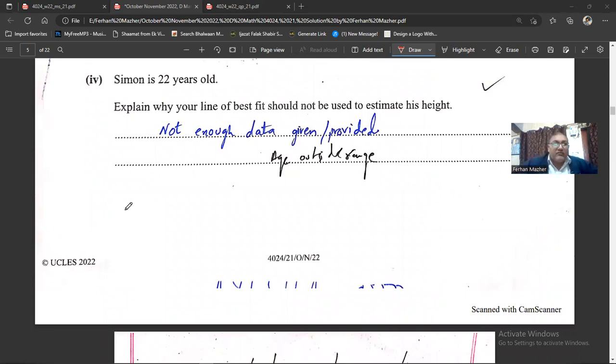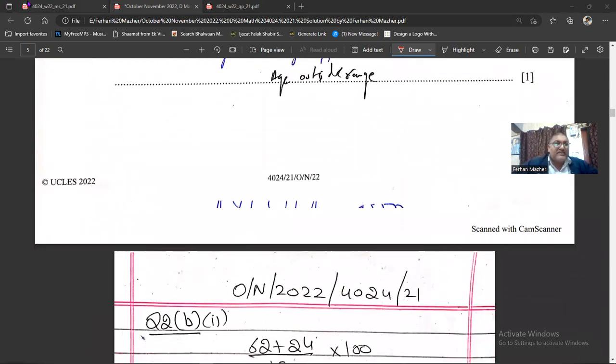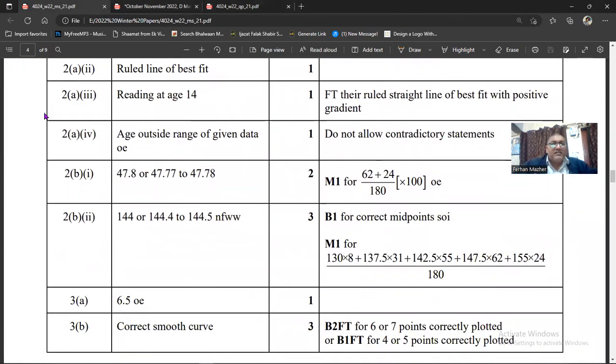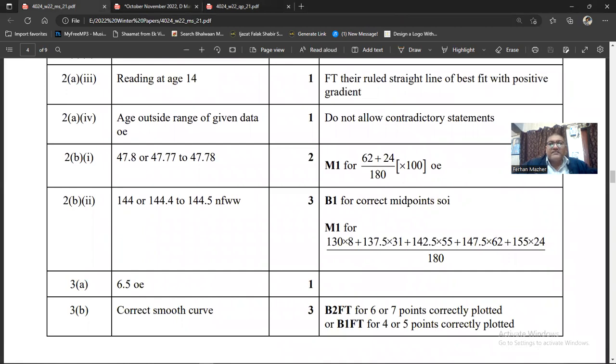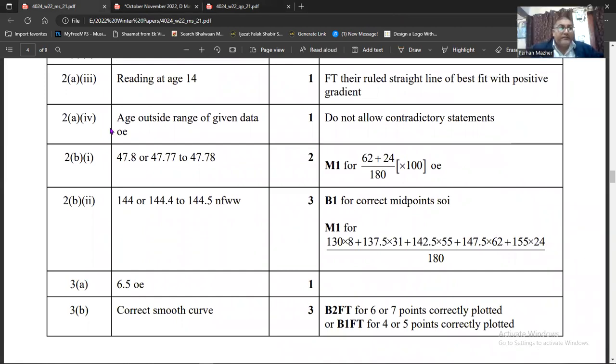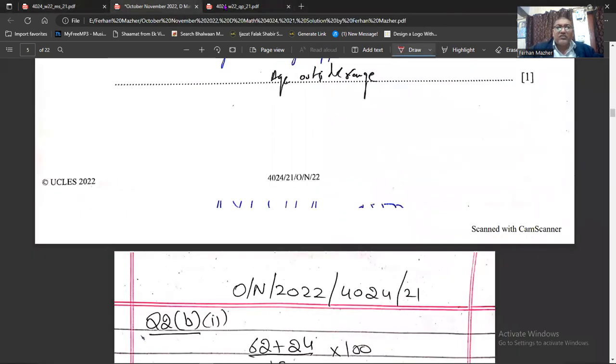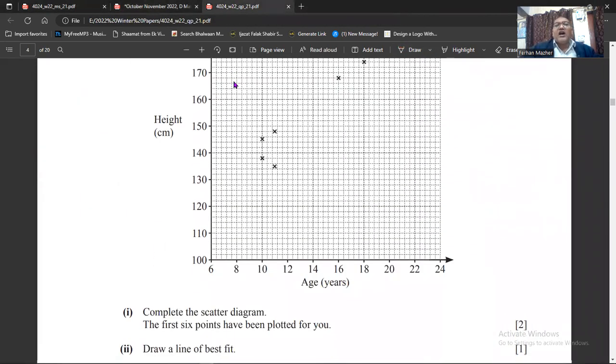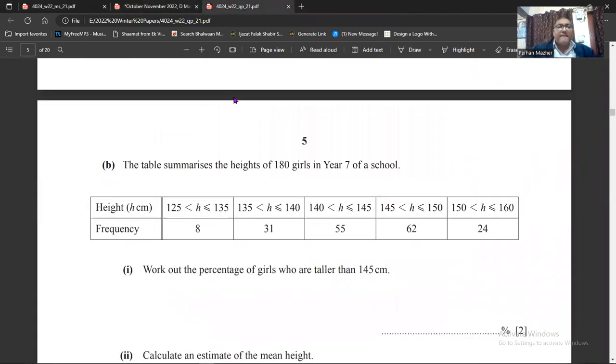Yes. Okay. So let's check the answer also, what they say. So this is their answer. Age outside the range of the given data. So that's out of our data, although the line of best fit is there.